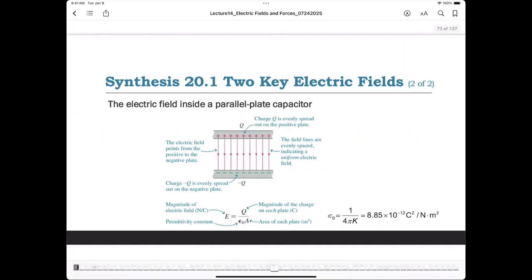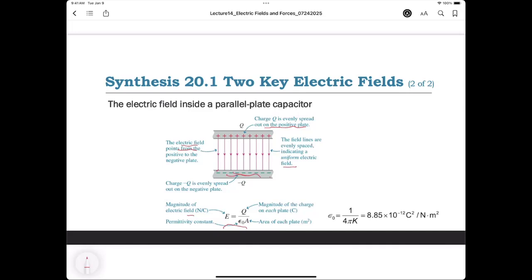And this is the electric field inside a parallel plate capacitor, we talked about that. The field points from the positive to the negative plate, and the charge Q is evenly spread out on the positive plate. The field lines are evenly spaced, indicating a uniform electric field. Negative Q is evenly spread out on the negative plate. So this is the equation for the magnitude of the electric field for a parallel plate capacitor.